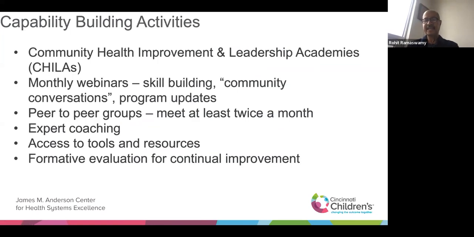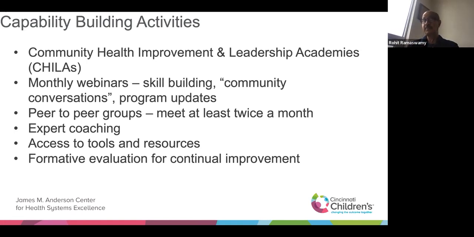And the activities, the actual interventions themselves were these community health improvement and leadership academies, the CHILAs that I talked about. And then there were monthly skill building webinars that were facilitated and mentored by a variety of coaches around the country. There were community conversations, there were peer-to-peer group learning, there's expert coaching for individual communities, access to tools and resources provided through a large knowledge management system, and then an evaluation approach for continual improvement. So these were the intervention components.